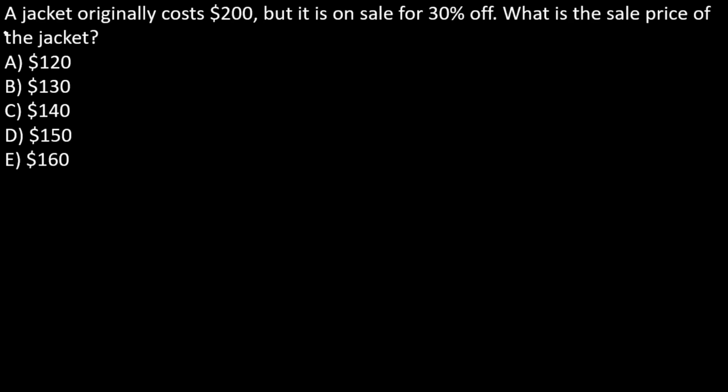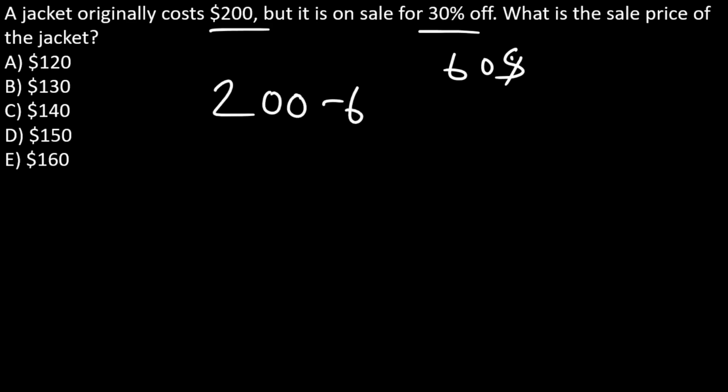Now come to our next problem. A jacket originally costs $200, but it's on sale for 30% off. So here 30% off of $200 means $60. So the sale price of the jacket will be 200 minus 60 equals $140. So option C will be the answer.